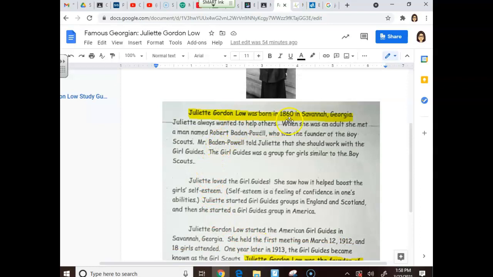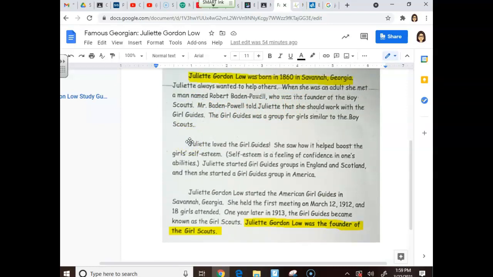All right, she was born in 1860 in Savannah, Georgia. Juliette always wanted to help others. When she was an adult, she met a man named Robert Baden Powell, who was the founder of the Boy Scouts. Mr. Baden Powell told Juliette that she should work with the Girl Guides. The Girl Guides was a group for girls, similar to the Boy Scouts. Juliette loved the Girl Guides. She saw how it helped boost girls' self-esteem. That means it's a feeling of confidence in yourself.